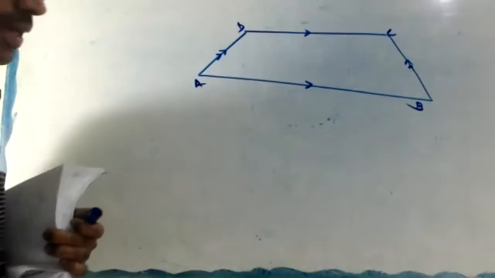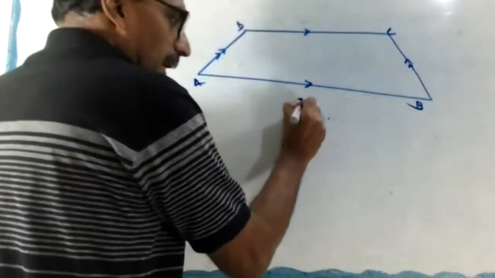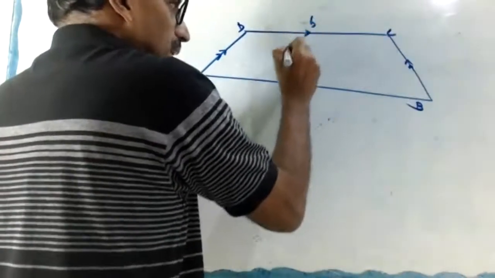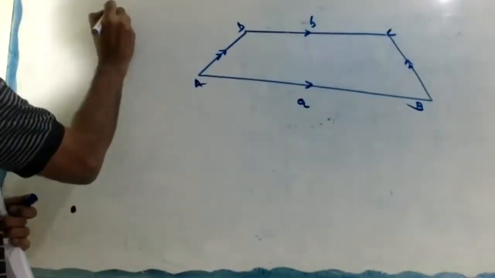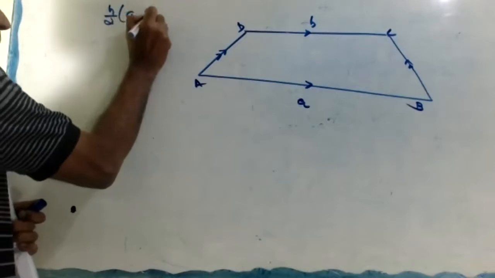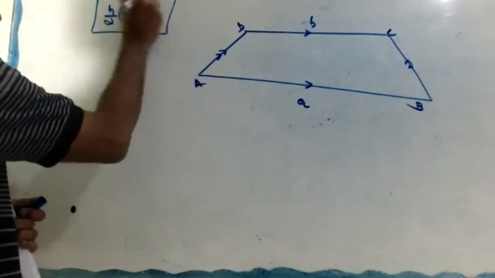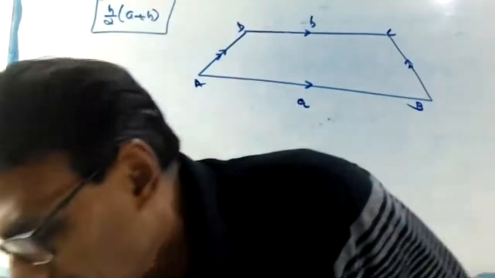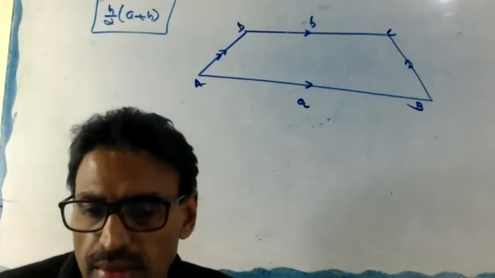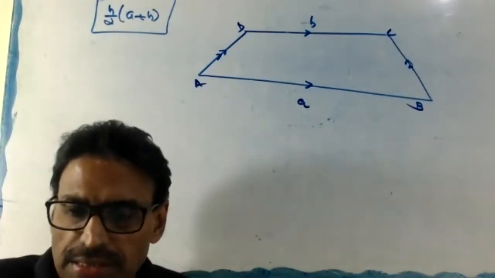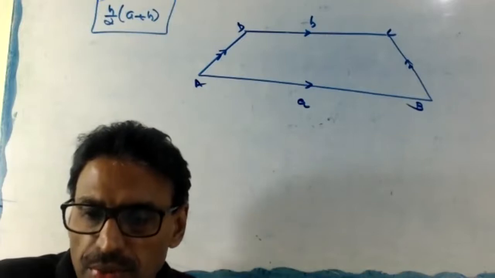Normally, look here: area of a trapezium. This side is a. This side is b. The height is h. Area of a trapezium is h by 2 into a plus b. This is the formula for the area of a trapezium. Area of a trapezium equals h by 2 into a plus b.